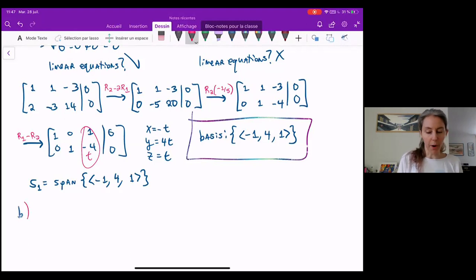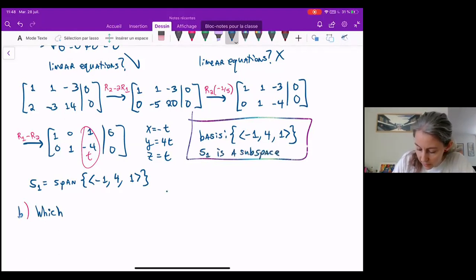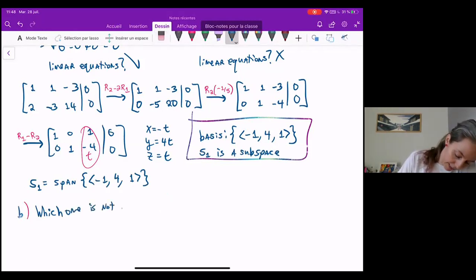No, you don't need to go on Zoom tomorrow. So for B, it says, which is not a subspace, provide a counterexample. Oh, and then we write S1 is a subspace. A lot of you did not tell me what this means. I need to know that you know that connection. So which one is not a subspace?